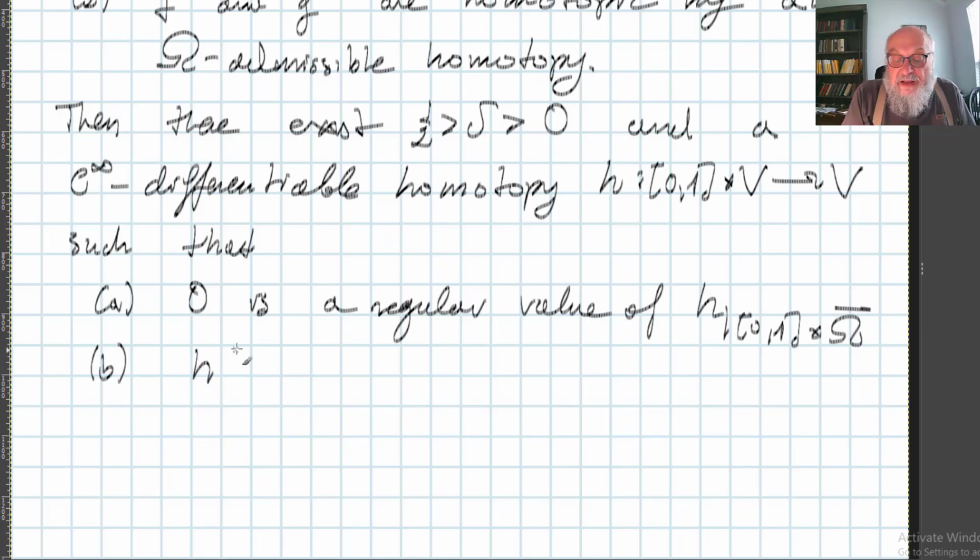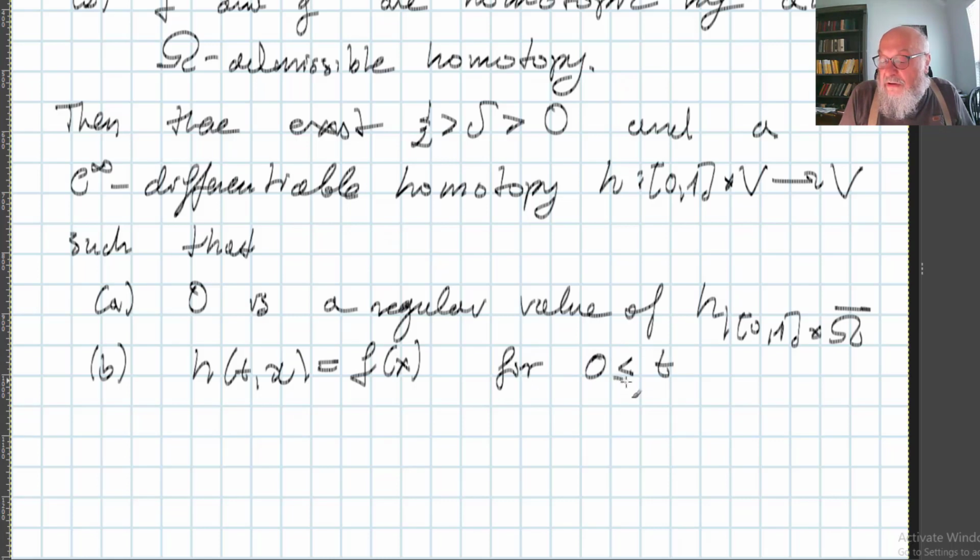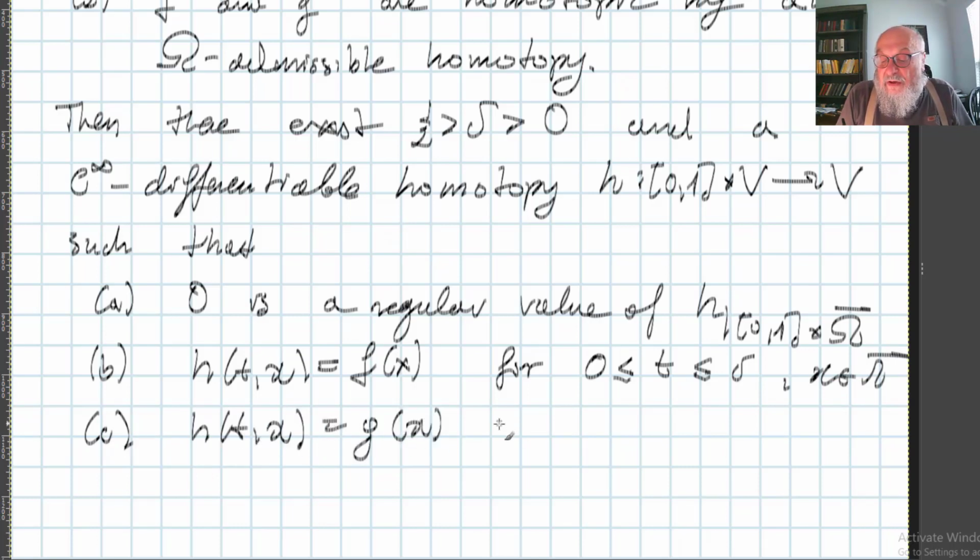And B, H of t x is equal to f of x for 0 smaller than t and smaller or equal than delta. And here we have x in omega bar. And C, H of t x is equal to g of x for 0 smaller 1 minus t smaller or equal than delta, and again x belongs to omega bar.